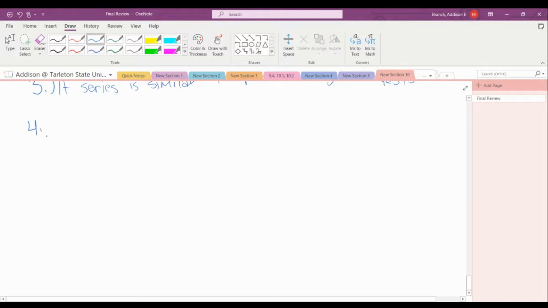Our next tip is, don't forget you have your trusty test for divergence. So remember, if our limit as n approaches infinity of your sequence does not equal 0, that's full stop, that will diverge.